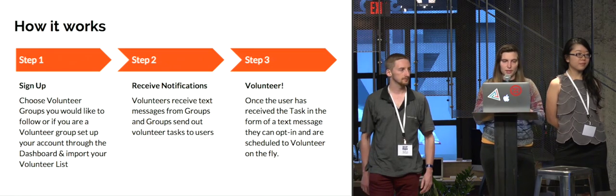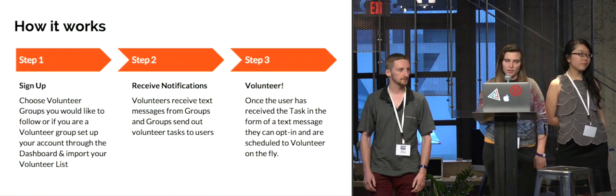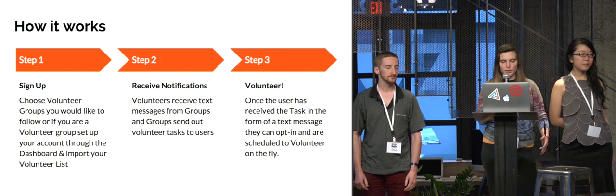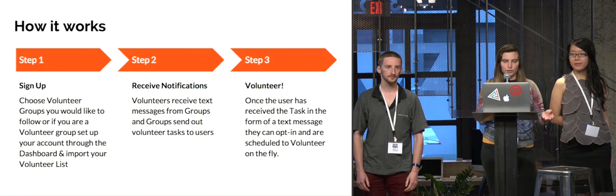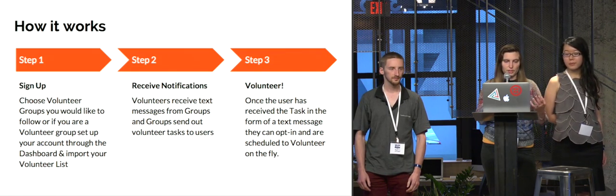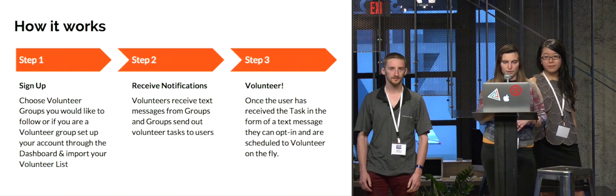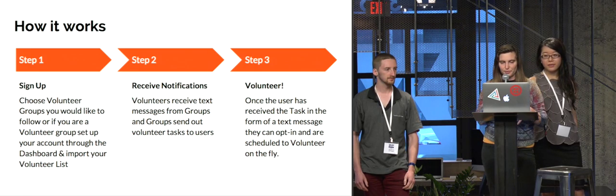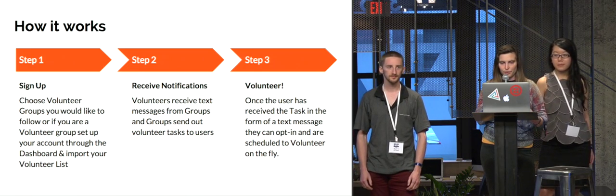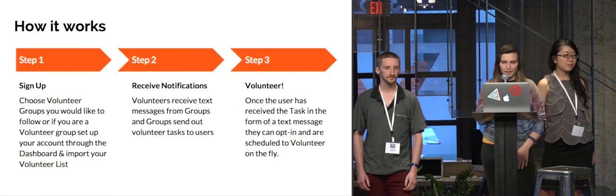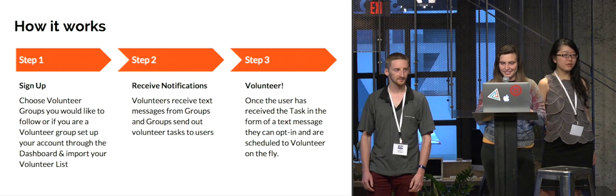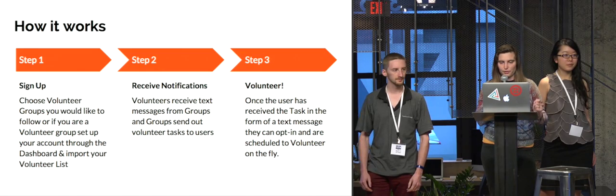So how it works. First, you sign up. You choose volunteer groups you would like to follow if you're a volunteer signing up. We also have a different flow for volunteer groups. They set up their account through their dashboard and import their entire volunteer list. In step 2, volunteers receive text messages from groups, and groups send out volunteer tasks to users. Then step 3, just get out there and volunteer, make the world a better place. You would just opt in through the text on Twilio over the phone.